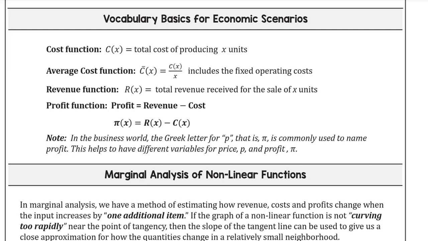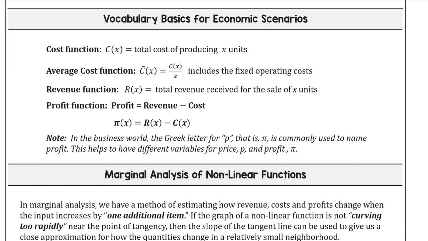Then we have a revenue function, which is the total net revenue received for the sale of the units. We're going to keep that pretty simple in this lesson. We are going to usually just have an item that costs so much, and we're going to multiply that times the number of items. And then, of course, we have our profit function, which is found by taking the amount of revenue we generated and subtracting off our costs.